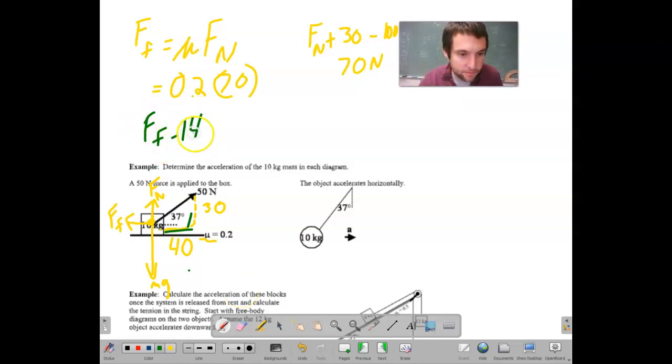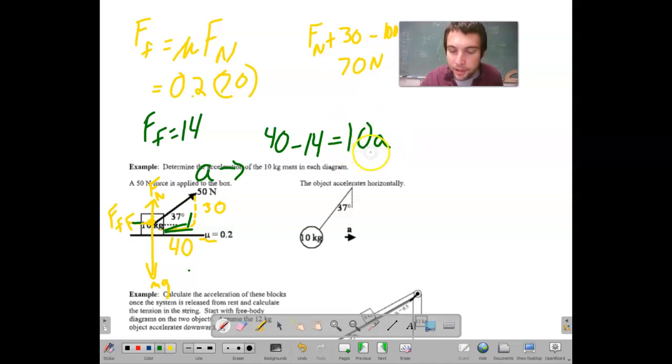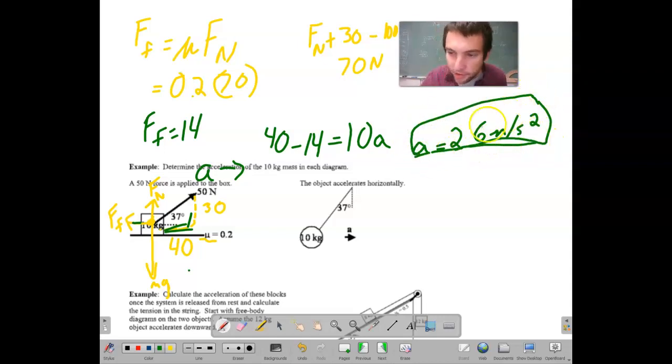Ff equals 14. Now, if our acceleration is going to the right, now we can do stuff that makes it go minus stuff that holds it back. So the stuff that makes it go is 40 minus the stuff that holds it back, 14, equals mass, which is 10, times our acceleration, which is what we're solving for. So 40 minus 14 is going to be 26. Divided by 10 is going to be A equals 2.6 meters per second squared. Don't forget your units. And we'll give it a nice circle so my reader knows where to find the answer. 2.6. That's for this over here.